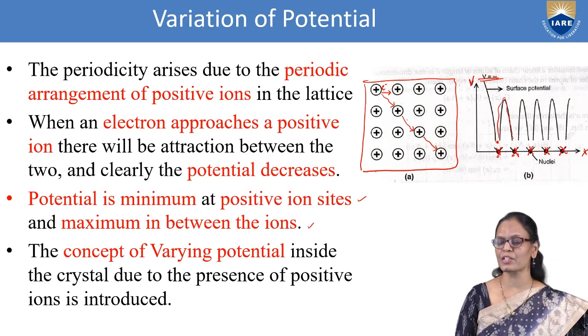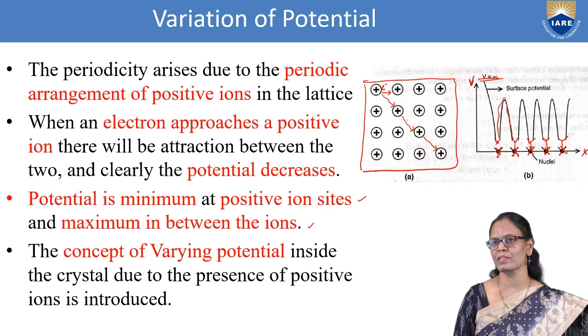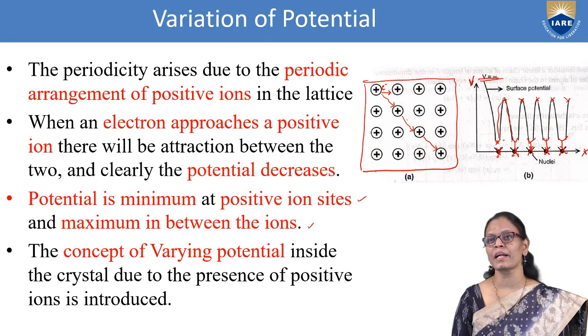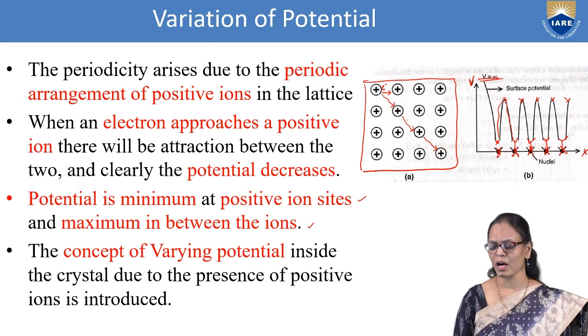So what is happening to the potential? It is becoming maximum. If you see, these are the positive ion sites, and at the positive ion sites the potential is minimum. These are the minimum points, exactly at the positive ion sites. And in between the positive ion sites, these are maximum. So what you see here is periodicity. The potential is varying periodically. How? At the positive ion sites it is minima, again maxima, minima, maxima, minima, maxima, and so on.